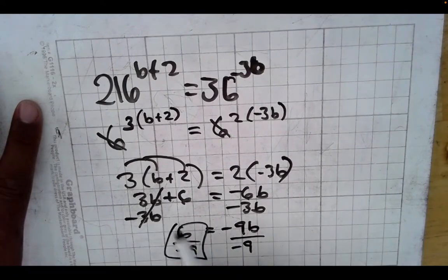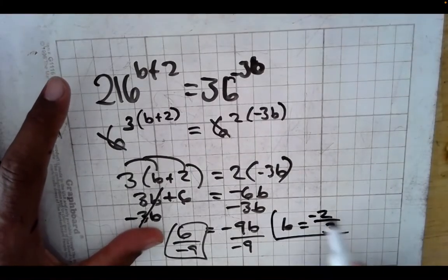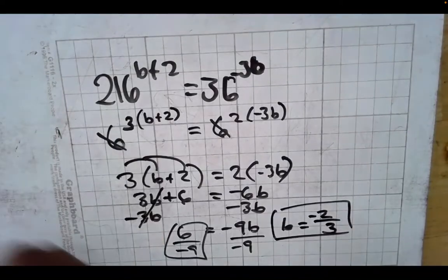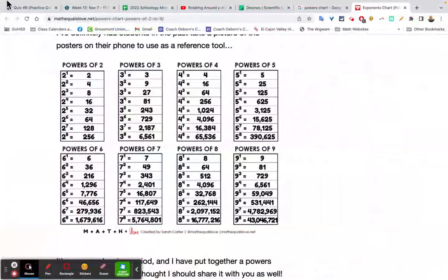And if I reduce this, which I can use Desmos to reduce it, divide those both by 3, then I would get 2 over 3, or negative 2 over 3. So then b equals negative 2 over 3. Okay? So I just had to make them the same base, just like we did a week before.